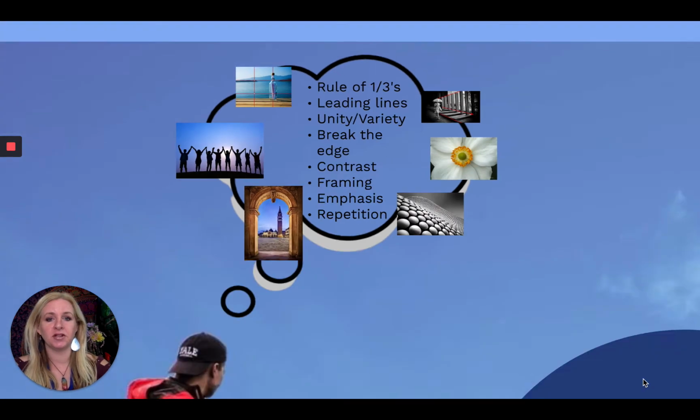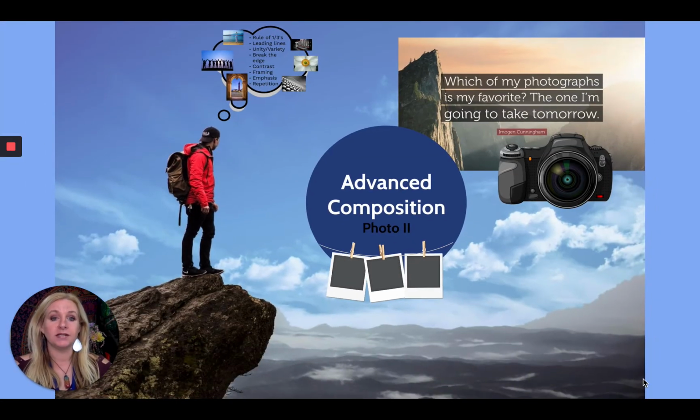So today I wanted to just go over some deeper concepts that you might find useful when taking photographs for any of your projects this semester.